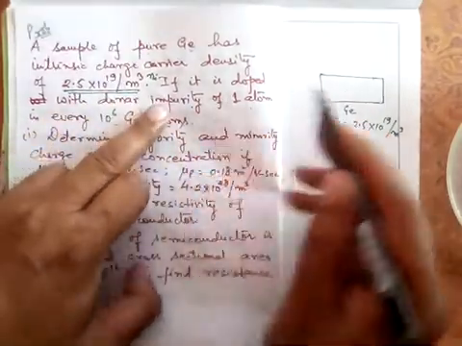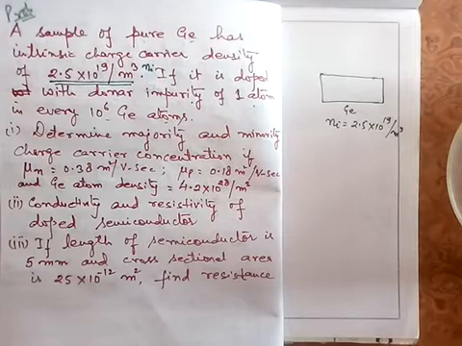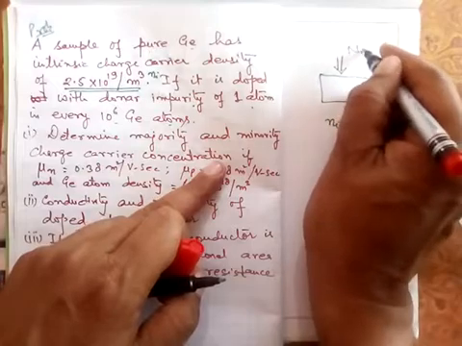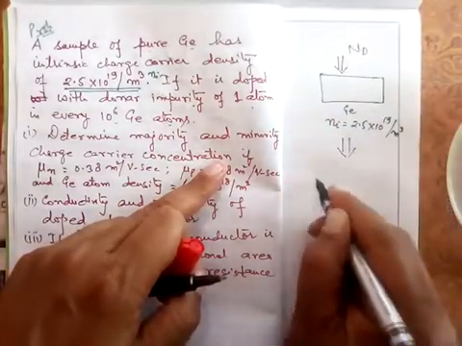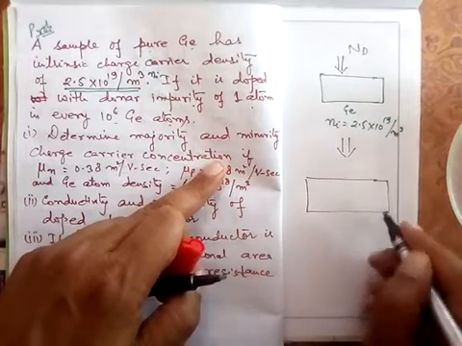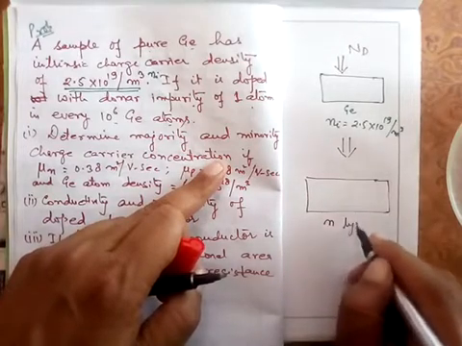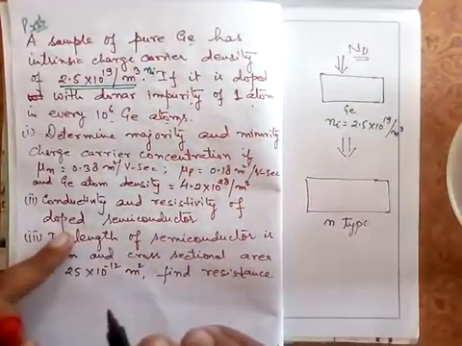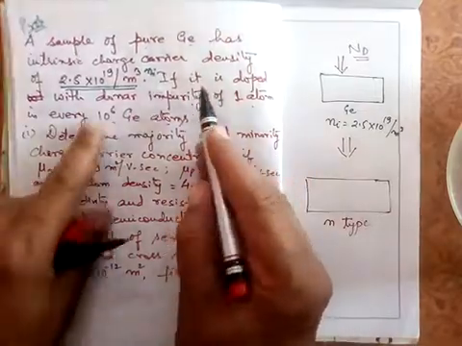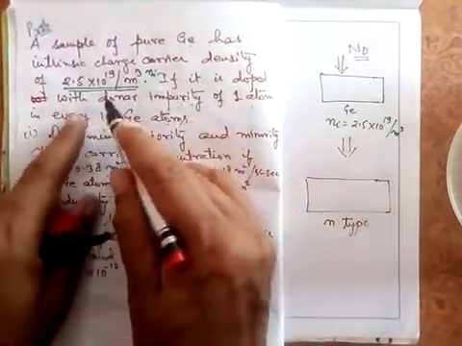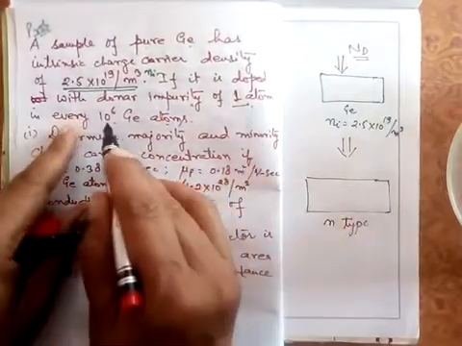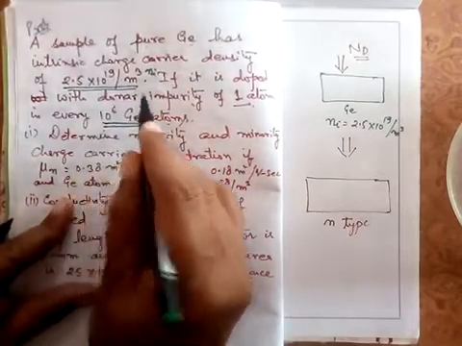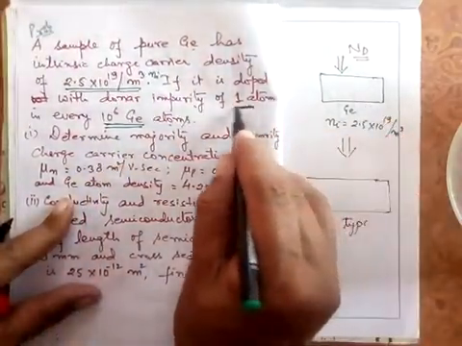It is doped with a donor impurity, Nd, and of course the resulting semiconductor will be N-type germanium, because it is doped with a donor impurity. Now, how is it doped? Look at the ratio: doped with a donor impurity at 1 atom in 10 to the power 6 germanium atoms. In 10 to the power 6 germanium atoms, one donor atom is added.